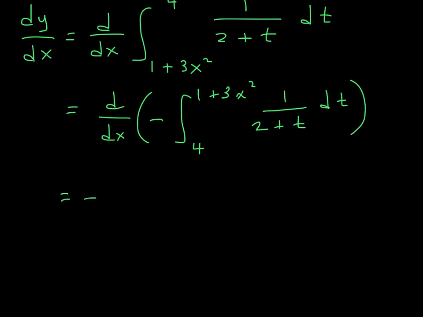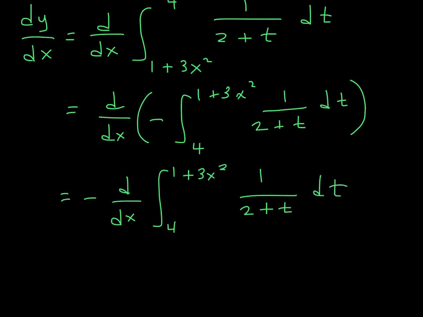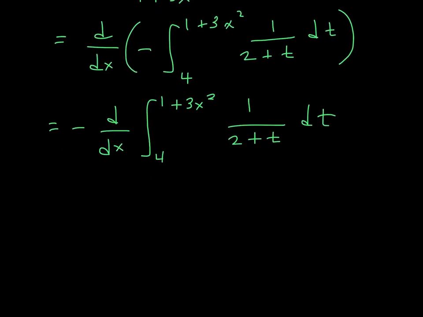So then it's the negative of the derivative with respect to x of the integral from 4 to 1 plus 3x squared of 1 over 2 plus t dt. Be careful, my t right here, in my opinion, looks like the plus sign, so be careful. All right, so here we go. We're going to evaluate our function at this upper limit 1 plus 3x squared. So this dummy variable t gets replaced with 1 plus 3x squared. And then we're also going to need to take the derivative of that upper limit with respect to x, because this is the chain rule.